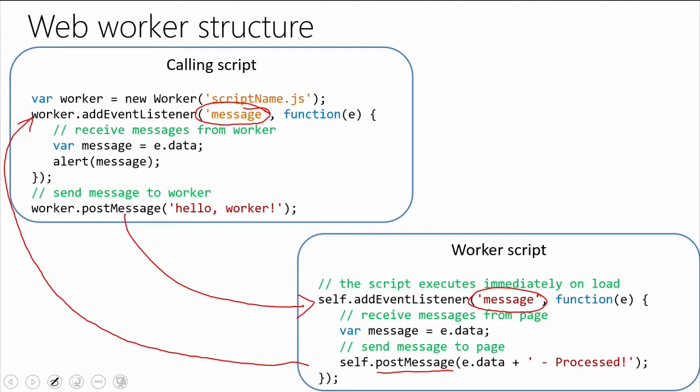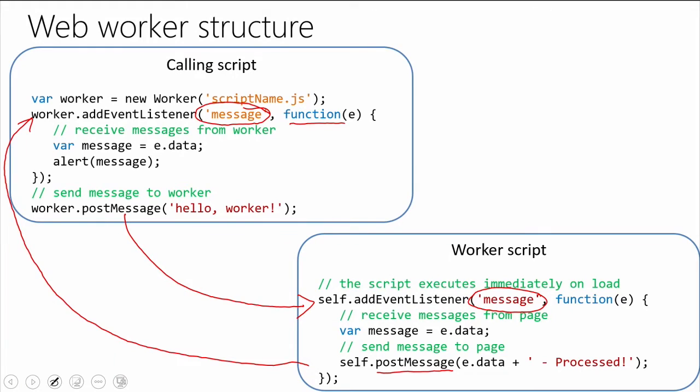Now, what's great about this is you're going to notice the similarity: it's the exact same setup on both sides. If I want to send a message, regardless of where I am, it's postMessage. If I want to receive the message, regardless of where I am, it's that message event.